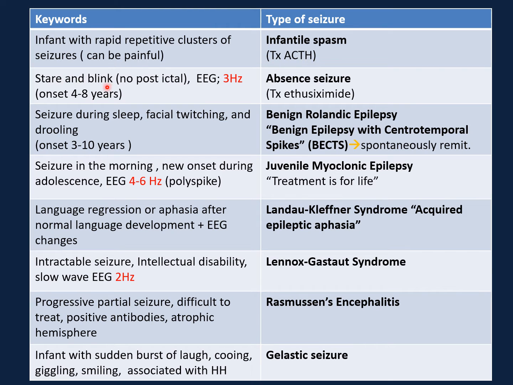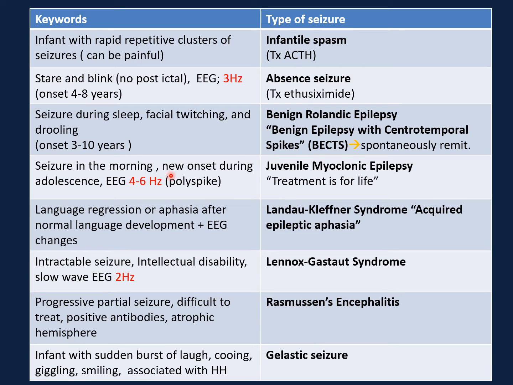ACTH. Stare and blink, no post-ictal fatigue or sleep. EEG is 3 Hz. The onset between 4 to 8 years of age is absence seizure. The treatment of choice, to remind you, is ethosuximide. Seizure during sleep associated with facial twitching and drooling, with onset between 3 and 10 years of age, is benign Rolandic epilepsy. So the key here: seizure during sleep is Rolandic. It spontaneously remits and requires reassurance.